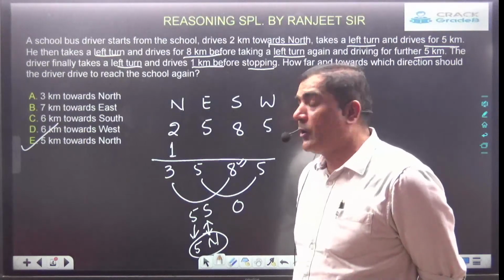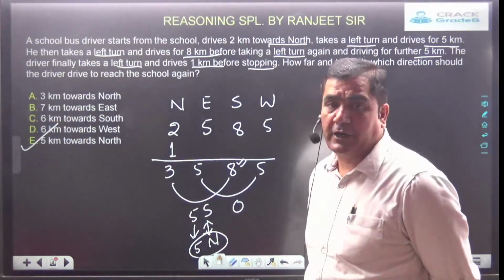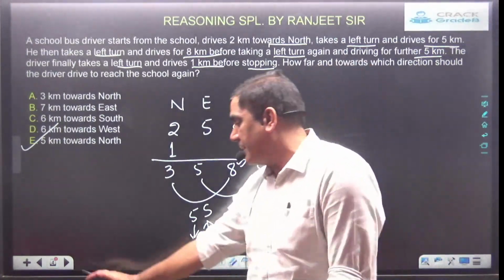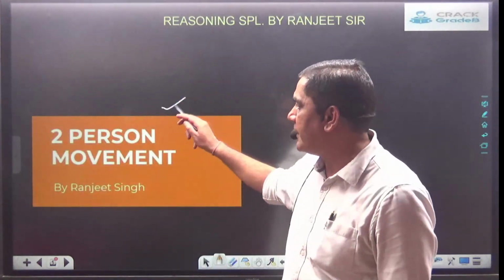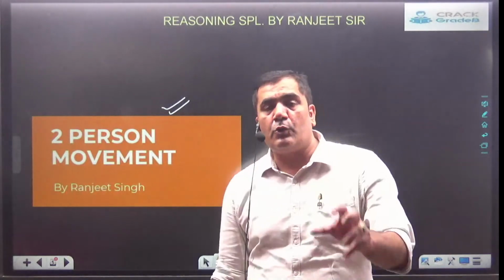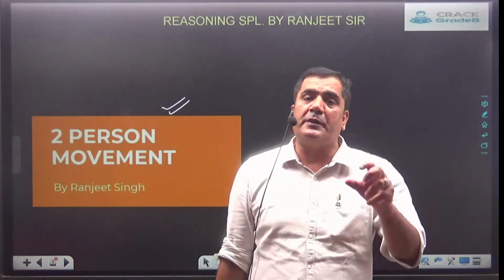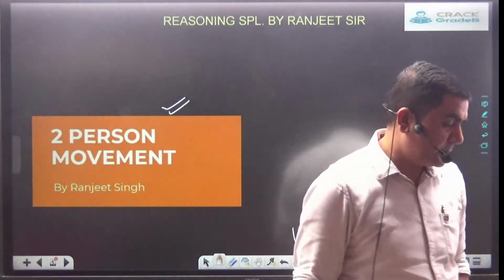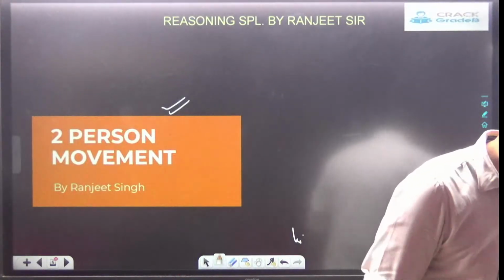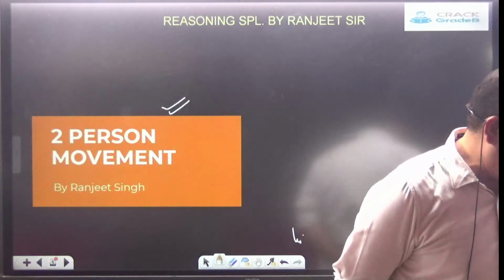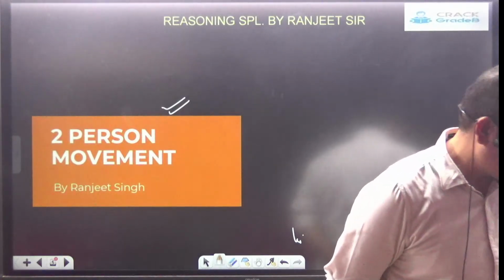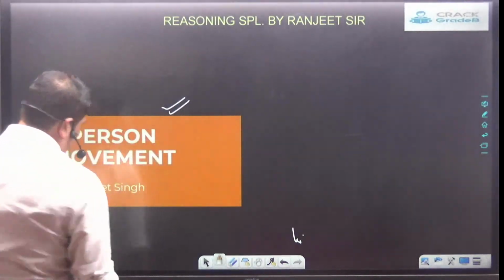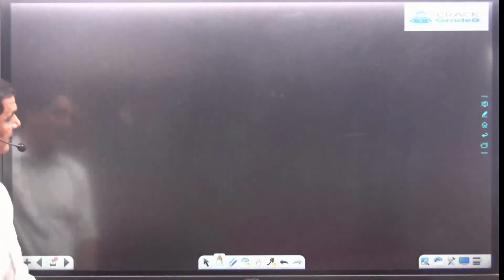So this concept we have already covered in the first 2 classes. So let's start with a new concept for today's class, and that will be the concept based on 2 persons movement. Whenever the examiner is going to ask any question based on 2 persons movement, how to get the answer for that one? Clear, everyone? Okay. Now everybody should focus on the board. Let's start with the concept.